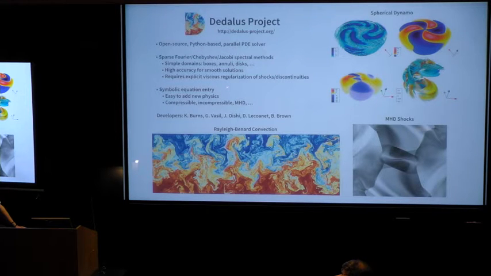So really, the point of the framework is the flexible equation entry. We actually don't implement any equations internally. We implement a parsing framework that lets you just symbolically specify systems of PDEs that get turned into this sparse spectral system. So that makes it really easy to add new physics and different models. It's very easy to switch between incompressible hydro, fully compressible hydro, add magnetic fields, do multiple fluids, those sorts of things.